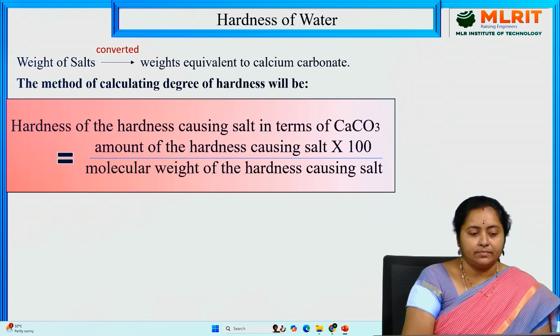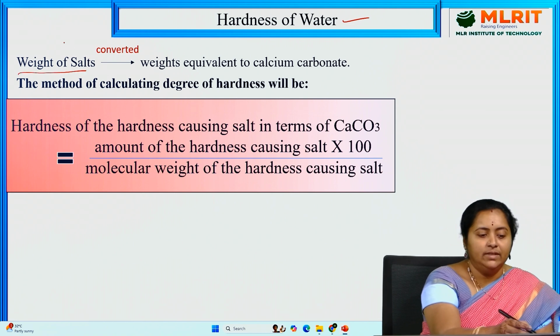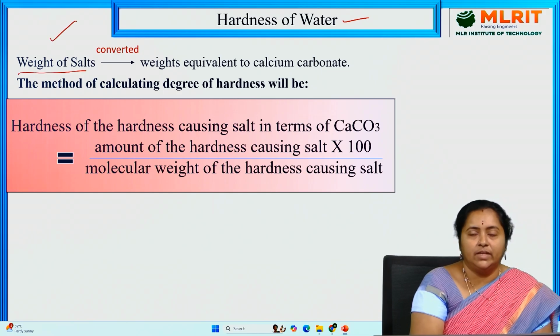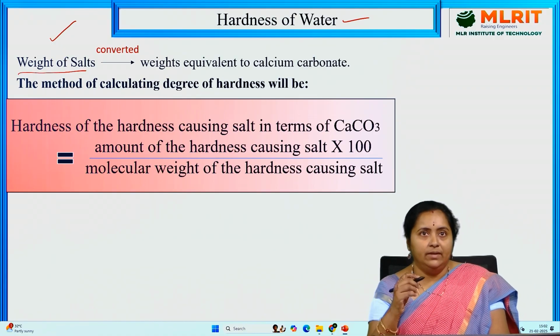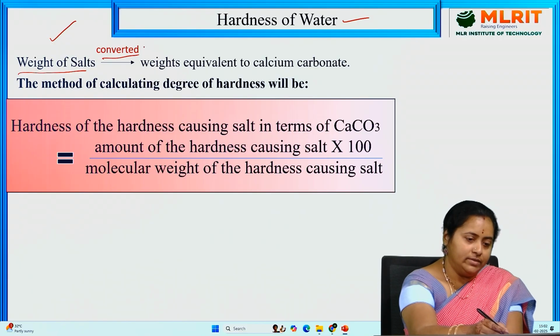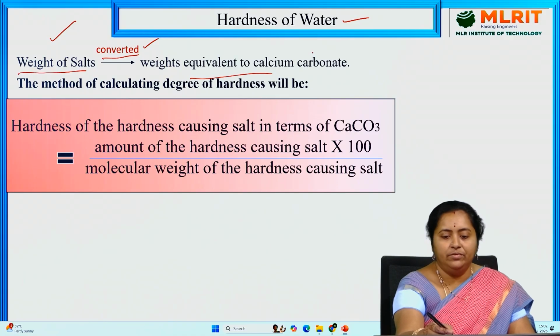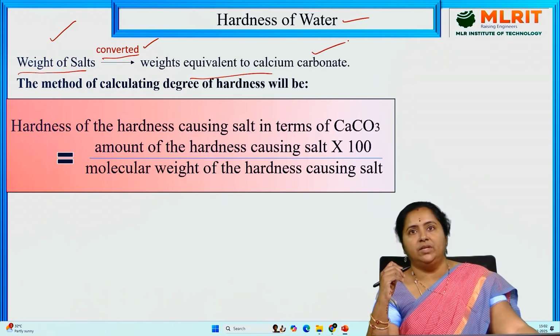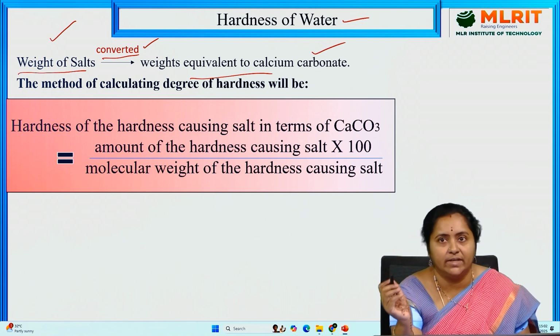So far what we have discussed is hardness of water. This hardness of water is expressed in terms of calcium carbonate equivalence. That is the weight of the salts that were present in the water sample, say for example, calcium chloride, calcium sulfate, magnesium chloride, magnesium sulfate. Whatever be the type of salt present in the water sample, we are going to convert it into equivalent weights of calcium carbonate, CaCO3 equivalent weights.